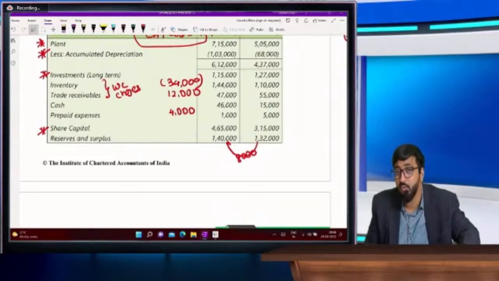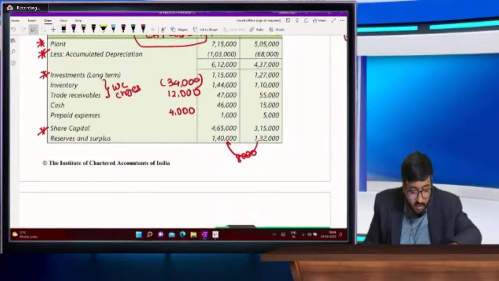Now inventory went from 110 to 144. Current asset increase and decrease. Current asset increase, so what will happen? Will it be outflow or inflow? मुक्ता क्यों क्वेश्चन पूछते हो ऐसे बीच में? मुझे समझ में नहीं आता.